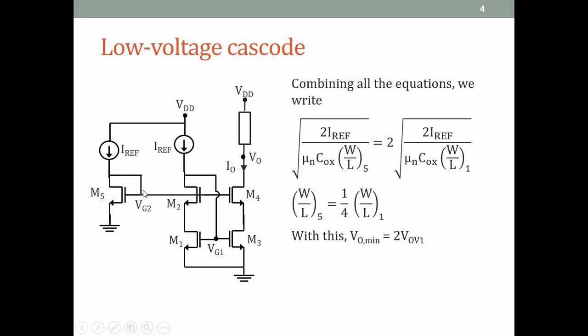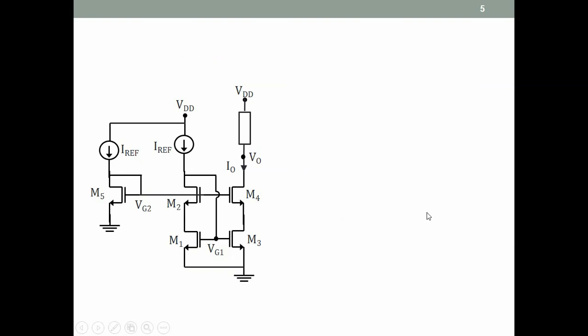Therefore, because this is larger, the width of M5 will have to be smaller, because the same current flows and the gate voltage of one is larger than the other, so the width has to be smaller. So that is what this is saying. So if we assume the lengths to be equal, then W5 is smaller than W1. All right. Okay. All right, now we ask the next question.